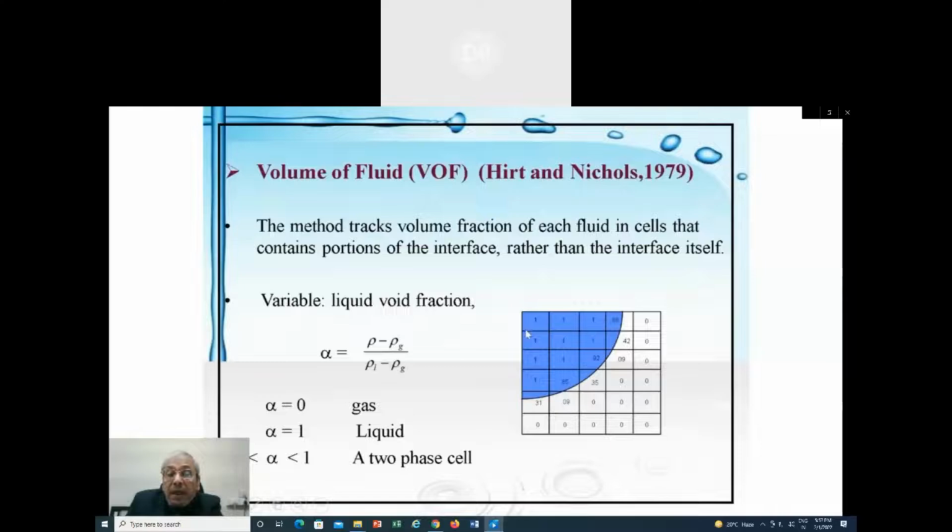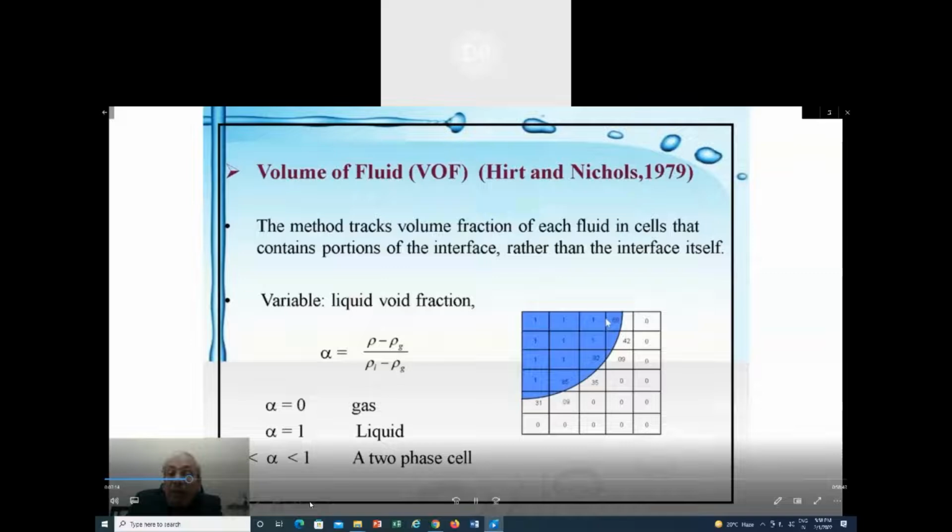This colored space is filled with liquid and the rest of the space is filled with gas. But we can also find, when we cast a grid on it, that some cells are neither fully occupied by liquid, nor fully occupied by gas or air. So those are basically cells having a fractional void fraction. Quite obvious. So alpha equal to 0 is gas, alpha equal to 1 is liquid, and alpha between 0 and 1 is a two-phase cell.